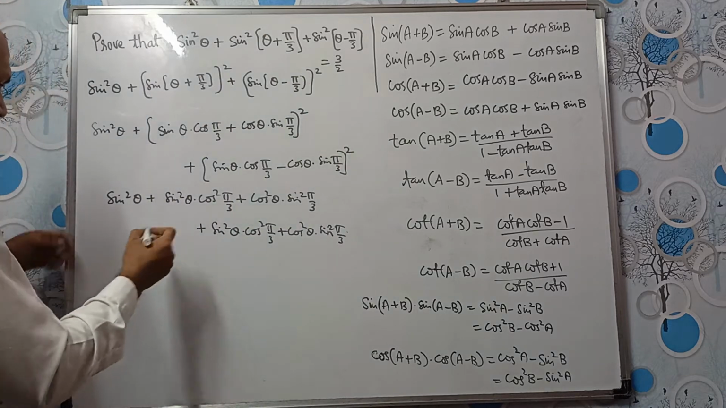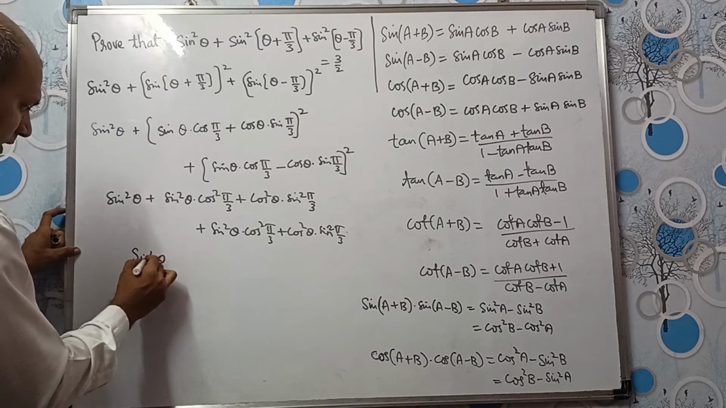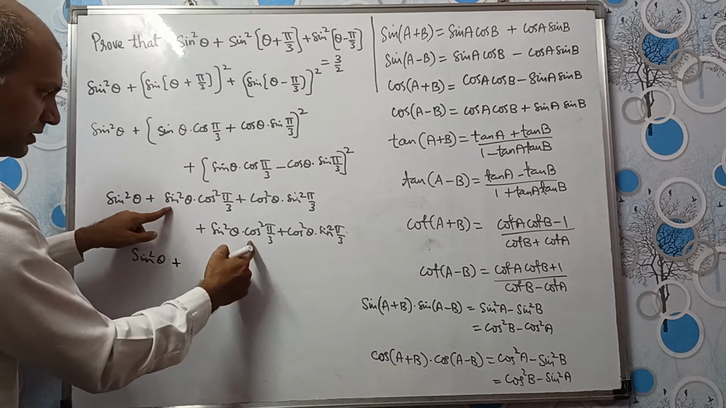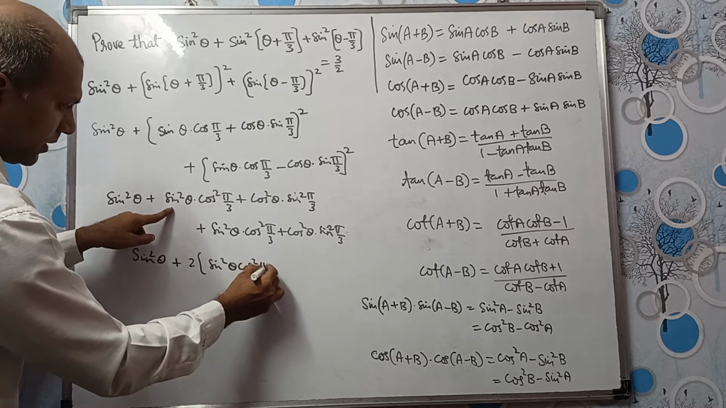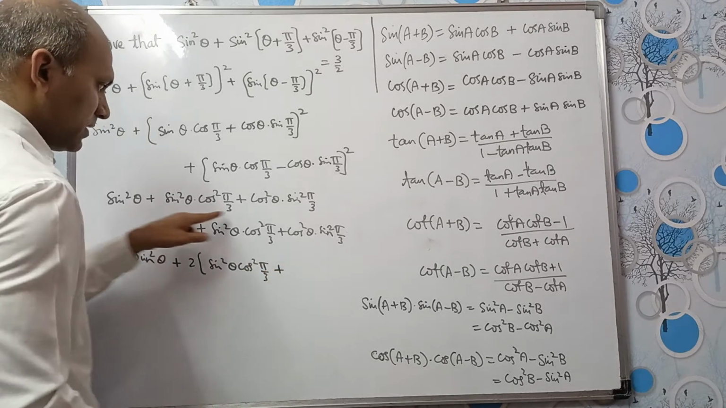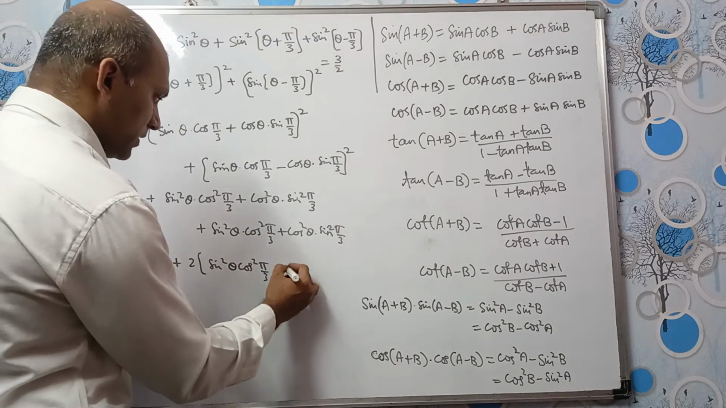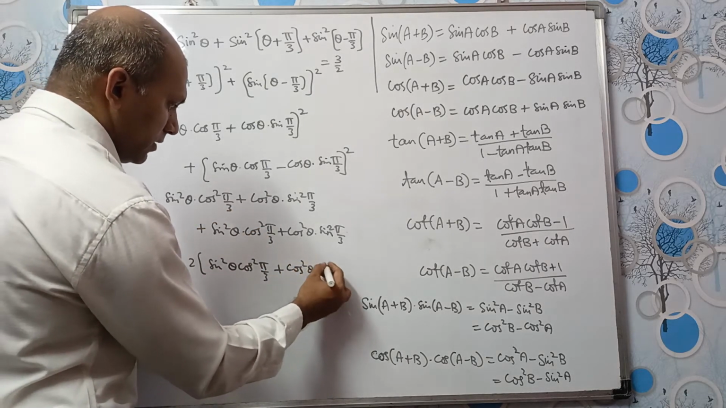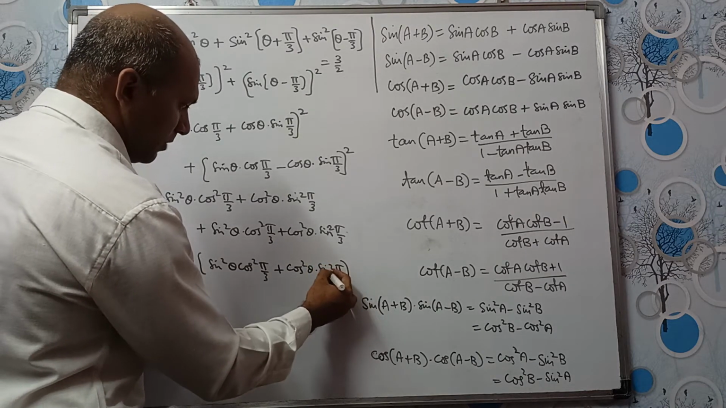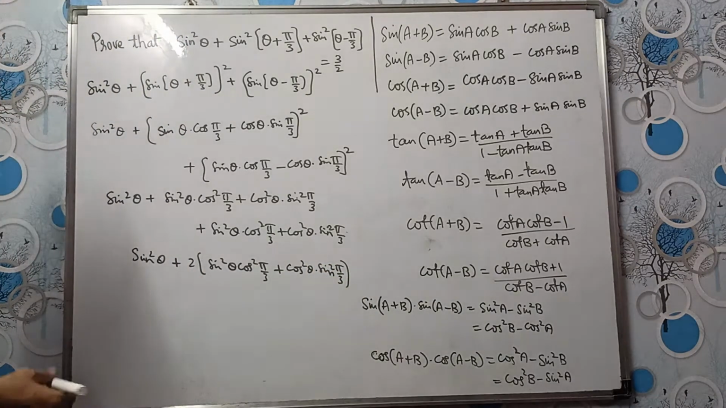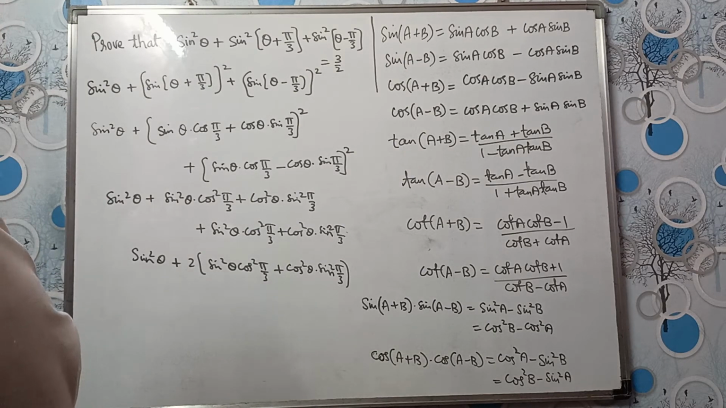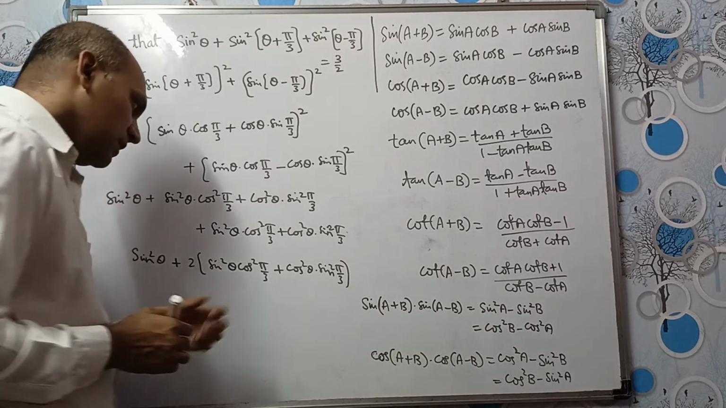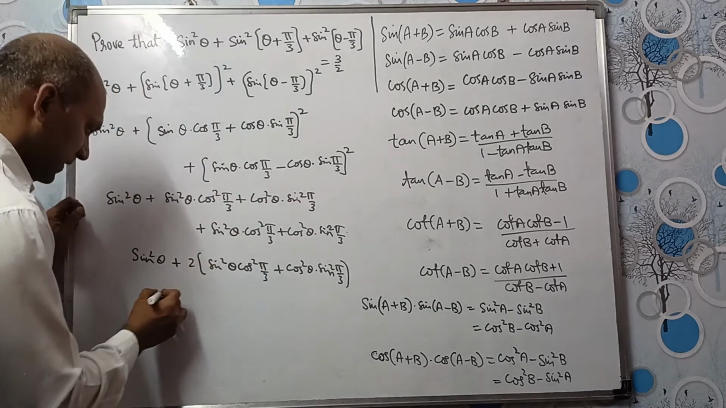So see, what do we have? We have sin²θ plus sin²(π/3)... this is 2 times 2 sin²θ cos²(π/3) plus this is also twice cos²θ sin²(π/3). All right, what should we do now? What is cos²(π/3)?